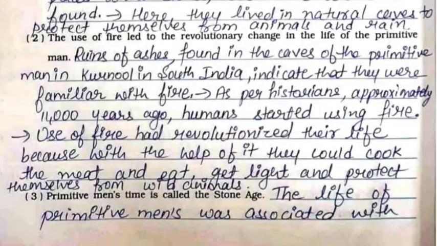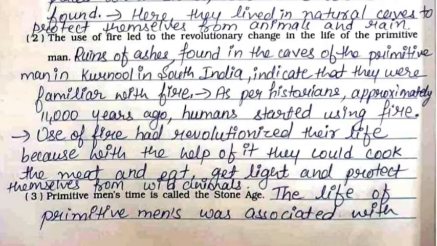Second one, the use of fire led to the revolutionary change in the life of primitive man. Ruins of ashes found in the caves of primitive man in Kurnool in South India indicate that they were familiar with fire. As per historians, approximately 11,000 years ago, humans started using fire. Use of fire had revolutionized their life because with the help of it, they could cook meat and eat, get light, and protect themselves from wild animals.